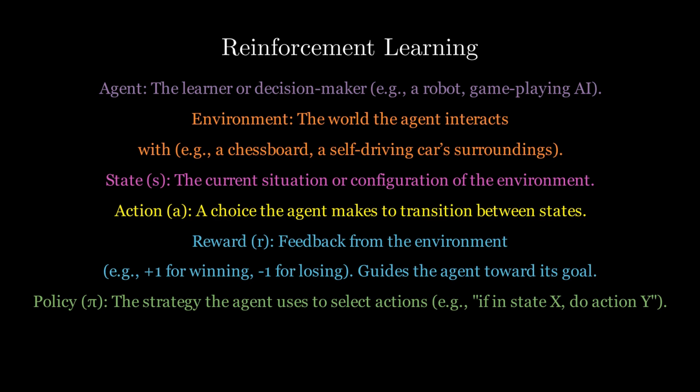The reward is the key point of reinforcement learning, which makes it very unique. It's the feedback from the environment which guides the agent towards a goal. For example, if it beats me at chess, I'll give it a +1 for winning, and -1 for losing. It doesn't have to be for beating me at chess. It can be specific movements that it does. And the policy is the strategy that the agent uses to select the actions, like if in state X, do action Y.